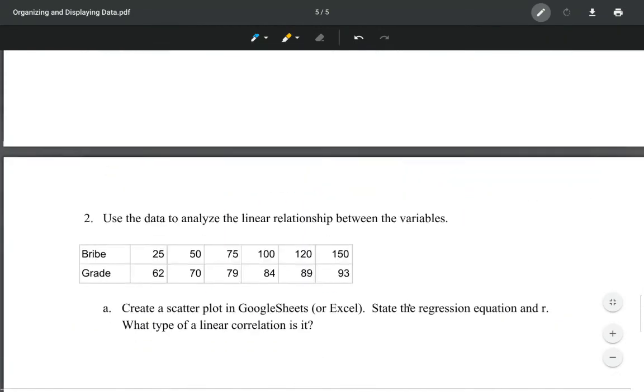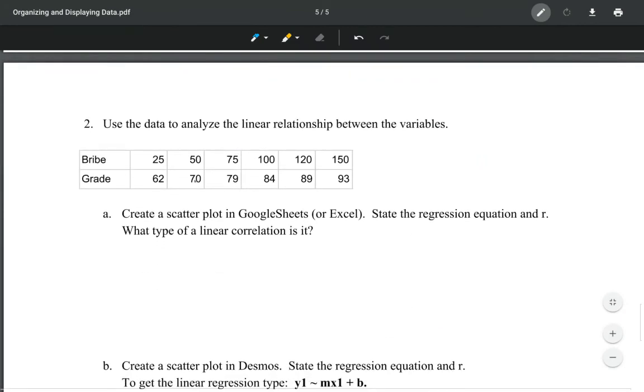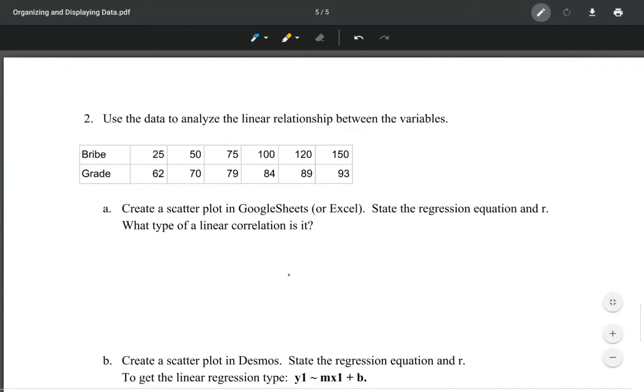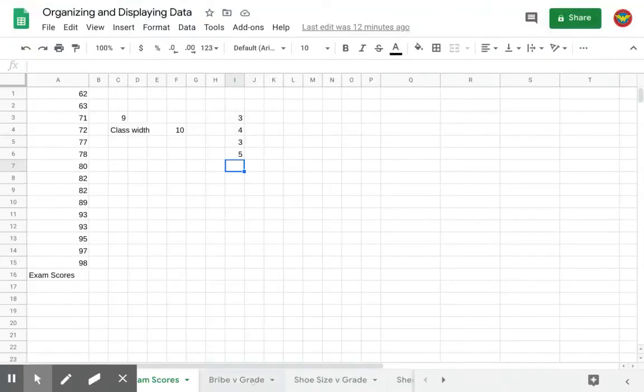Let's look at an example. We're going to use the data to analyze the linear relationship between variables. We're going to create a scatter plot first in Google Sheets, and then we'll do one in Excel. So you want to copy and paste this data into Google Sheets or Excel. Either one is fine. I've already done that, but you can highlight and then do a control copy. Let me go over into Google Sheets here.